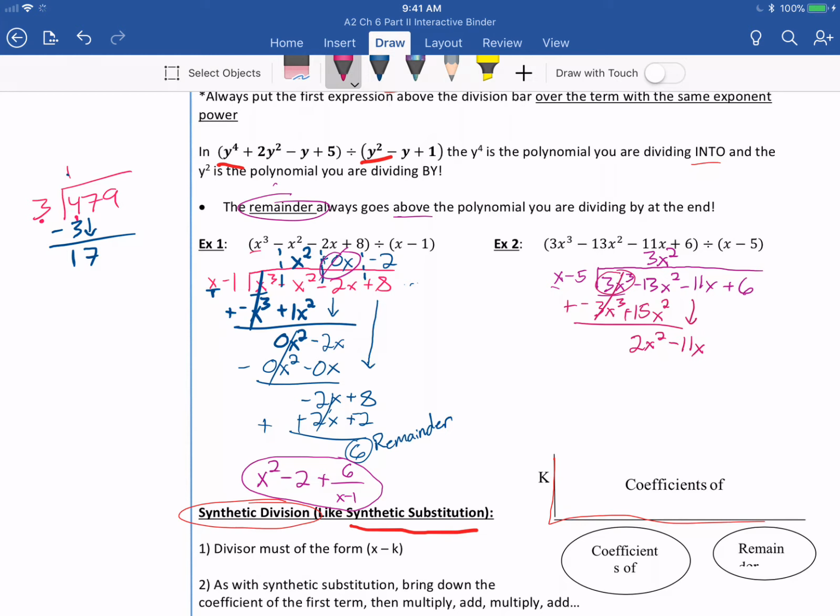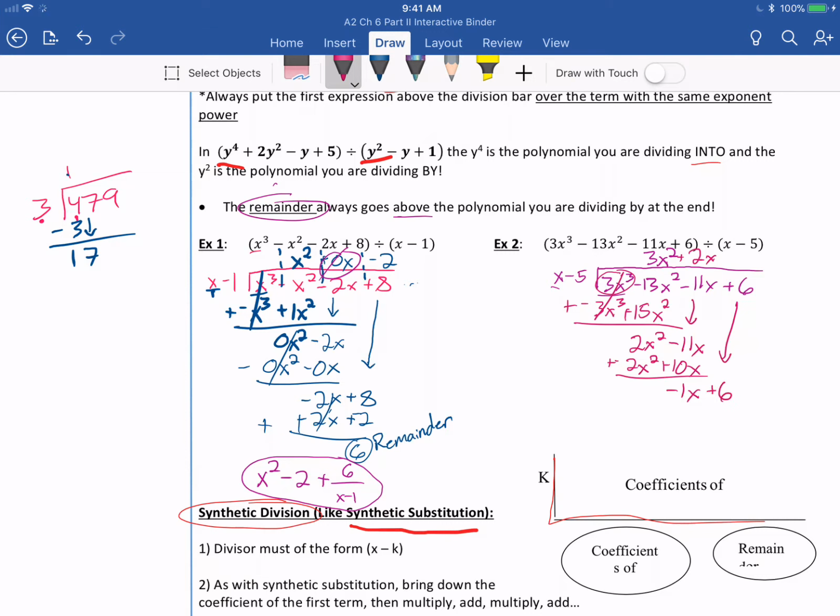So now here I have to ask myself, how many times does x go into 2x squared? And I can ask myself, hey, it goes into there 2x times. So I can multiply 2x times x, which gives me 2x squared. Multiply 2x times negative 5, I get negative 10x. So if I subtract these guys, add the opposite. So now negative 11x plus 10x give me negative 1x. Bring down the 6 plus 6.